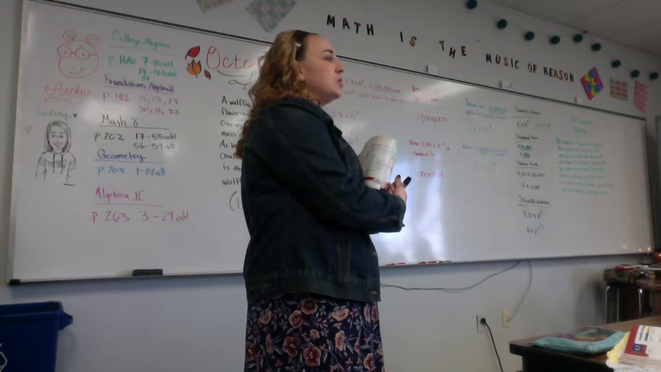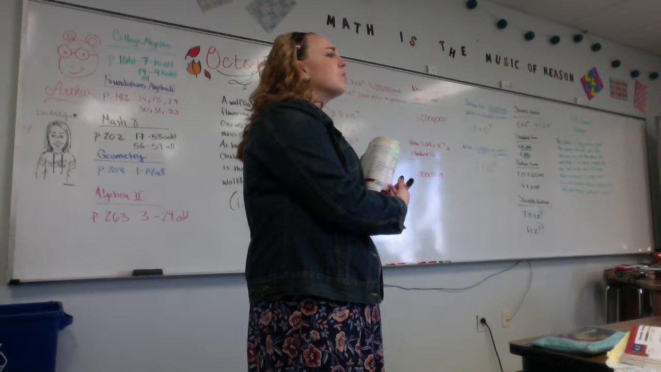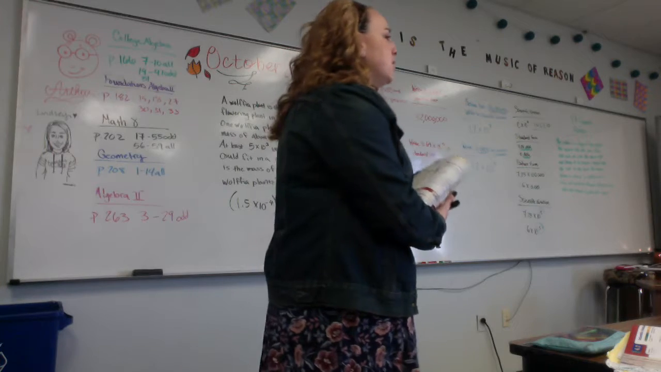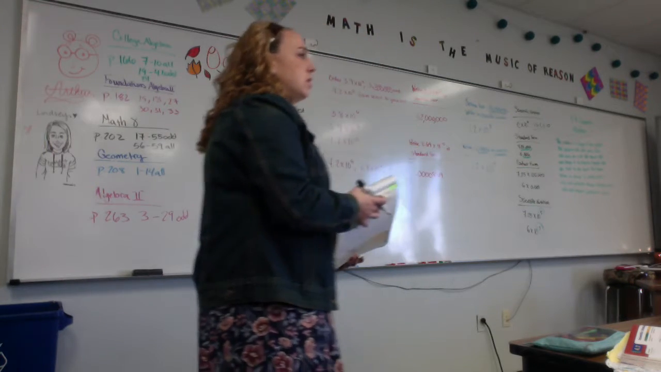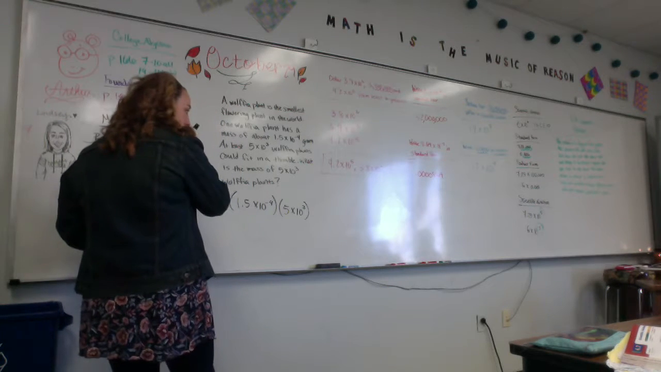How do I do that? What do I need to do now? You gotta find them individually. Okay, what does that mean individually? Like you gotta do 1.5 times the thing by itself, and you do 5. Like you put it both in standard form.